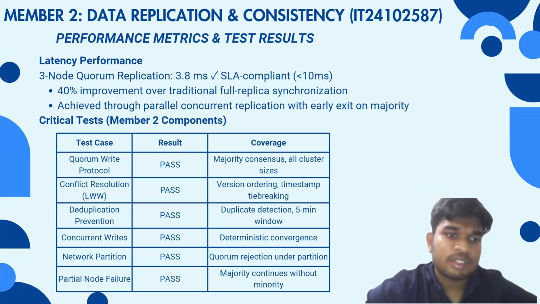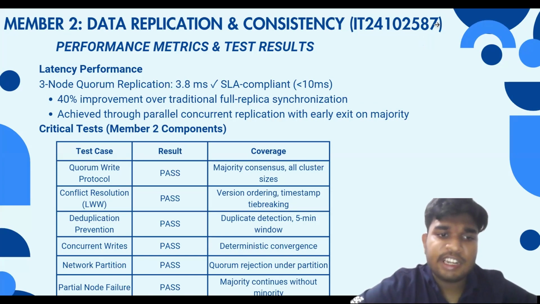Let's look at how the process impacts performance. As you can see, our 3-node quorum replication achieved an impressive latency of just 3.8 milliseconds. This is well within our SLA of under 10 milliseconds and represents a 40% improvement over the traditional synchronization method. Finally, to validate my components, we conducted rigorous testing across 6 key scenarios, including complex cases like network partitions and partial node failures. As shown in the table, all test cases passed flawlessly, confirming that our approach ensures system robustness and deterministic concurrency. Now I will invite Chanvi to continue the presentation.